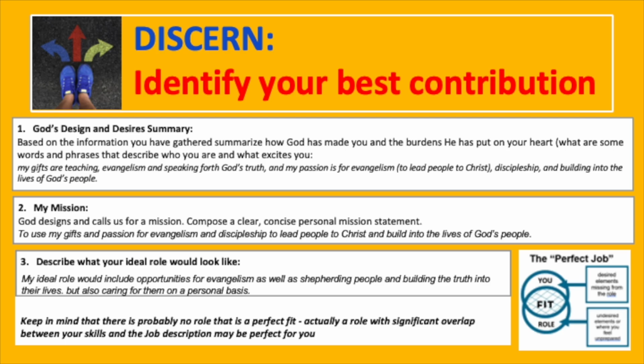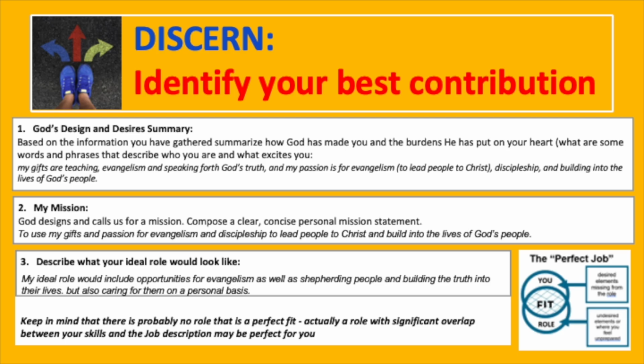Look at the diagram on the right there. The top circle represents you and your desired elements. The bottom circle represents the role you're considering. What you're looking for is how much they overlap. There'll likely be parts of any role that don't include some of your desired elements, as well as some undesirable elements or areas in a role in which you may feel unprepared. So a 60% overlap could be considered a pretty good fit.